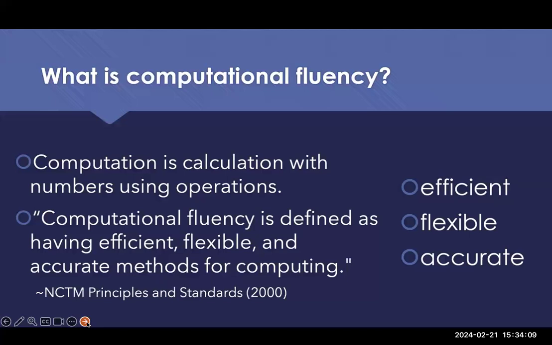So computation, the computational part of computational fluency, is the calculation with numbers using the operations: addition, subtraction, multiplication, and division. And according to the National Council of Teachers of Mathematics in a publication from 2000, they define computational fluency as having efficient, flexible, and accurate methods for computing. The NCTM is the organization that draws upon the research and the evidence, where mathematics education researchers and educators come together to create these sorts of policy statements, drawing upon current research.